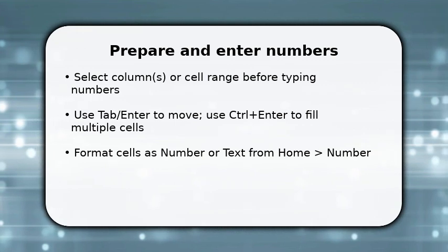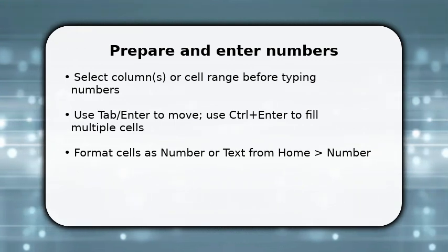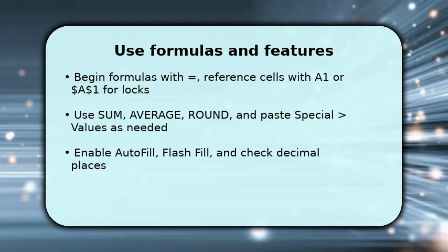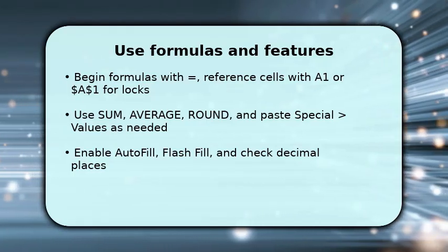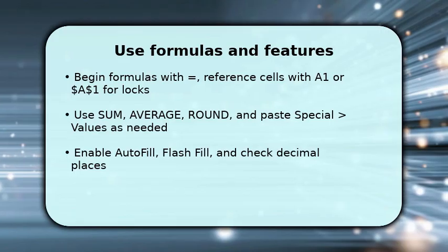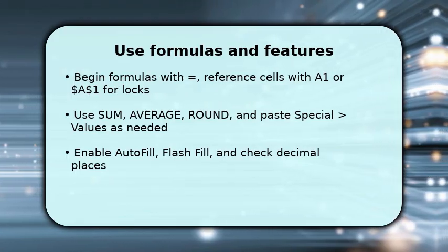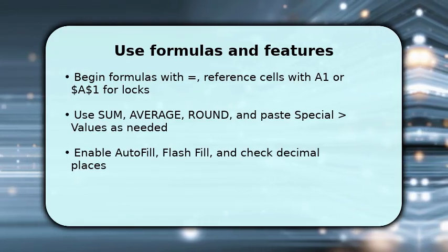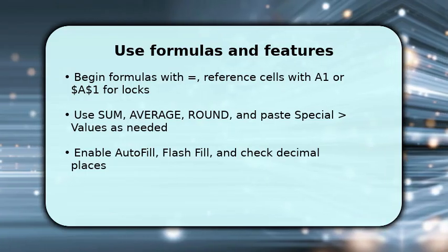You now convert raw entries into meaningful values with formulas. Type equals, then click cells or enter references like A2, A10. Use $1 to lock a reference when copying. Use built-ins like SUM, AVERAGE, and ROUND to control precision.